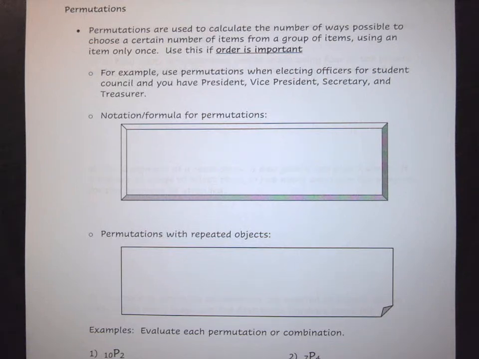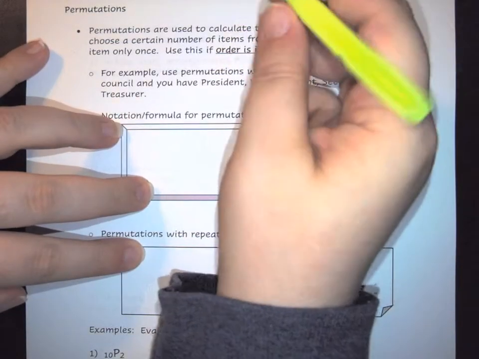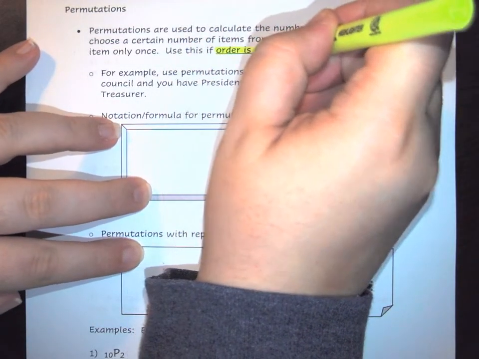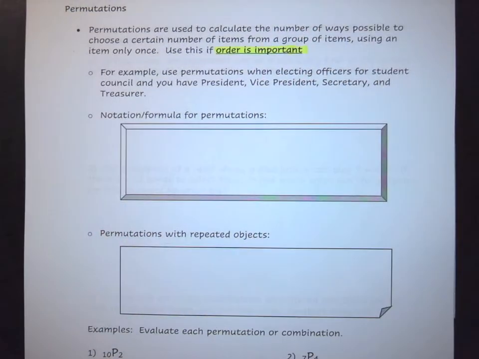Here we're going to look specifically at what it means to perform a permutation. Now, a permutation helps you calculate the number of ways possible that a group of items can be ordered, provided that we're using each item only once. Okay. Now, the important piece to remember about a permutation is permutations are used when order is important.